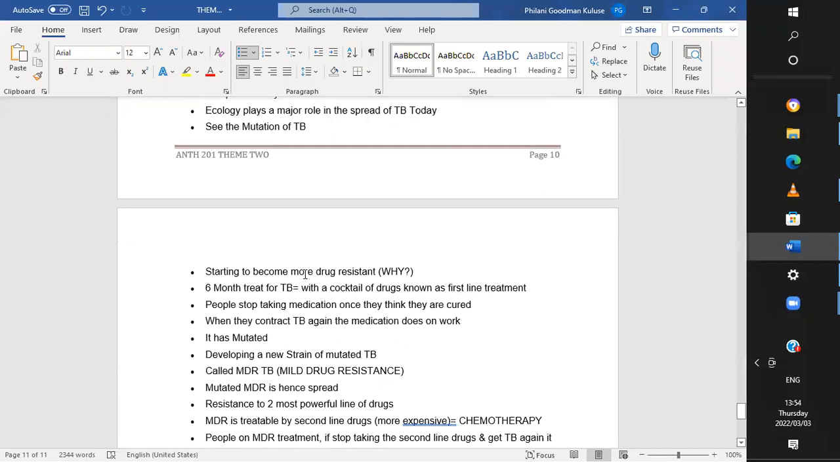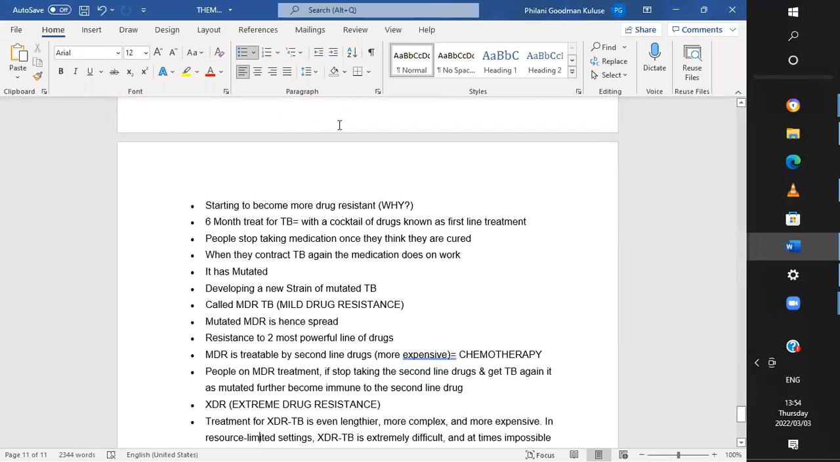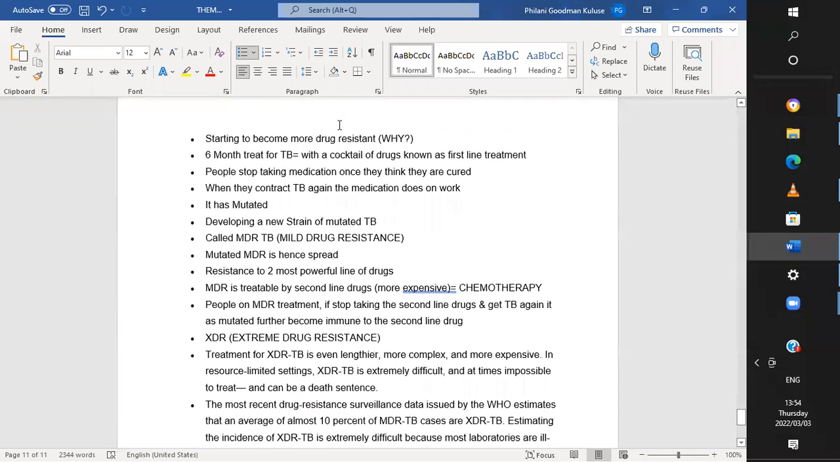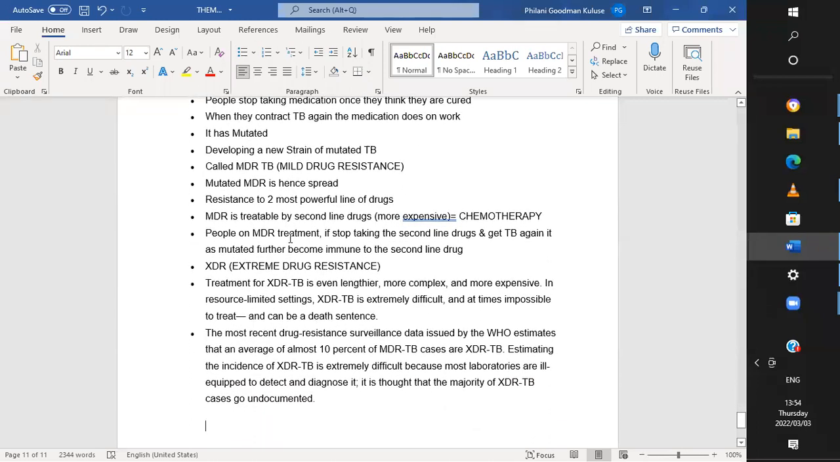Ecology plays a major role in the spread of TB today. Yes, it's because people have moved to strategic locations, suburbs, towns, such as big cities. They've moved to slums where they stay closer together, where they sleep in one room. See? Okay, I'm not going to be reading all of this for you. You are going to read this for yourself.